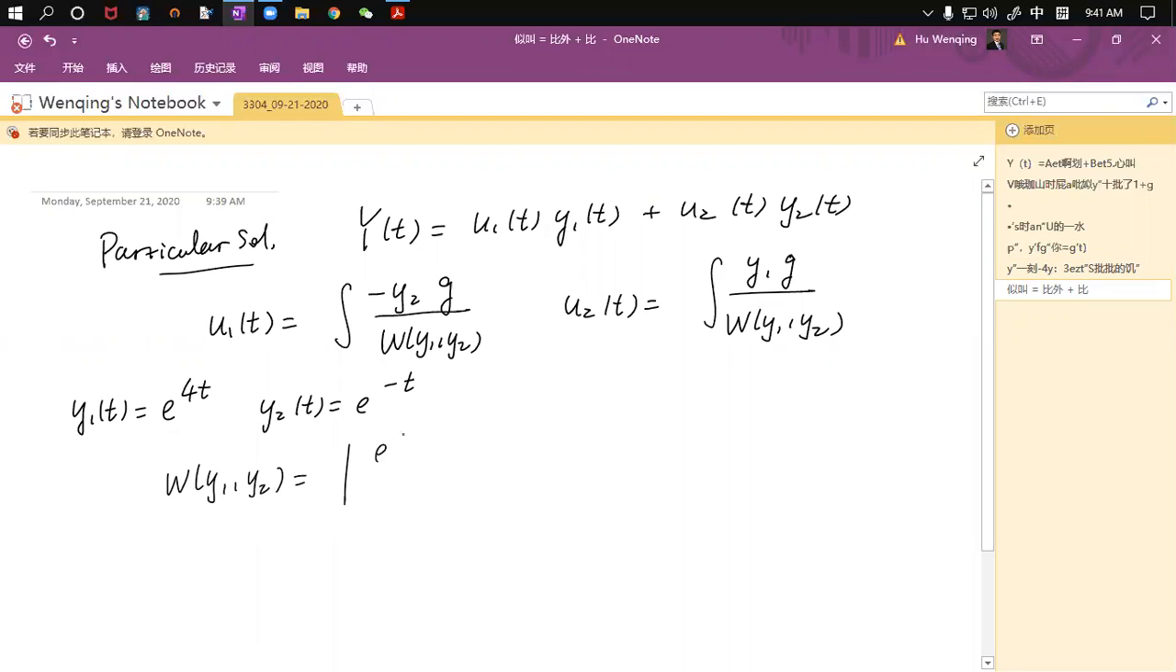Once you have this y1, y2, it's easy to calculate the Wronskian of y1, y2. It's going to be e to the 4t. The first row are the functions, the second row are the derivatives, as we explained. So that's 4 times e to the 4t, minus e to the minus t. So that's minus e to the 4t, minus 4, so minus 5 times e to the 3t. That's going to be the Wronskian. Is that good, family? Once you have the Wronskian, I can calculate u1 of t as the integral of minus y2.